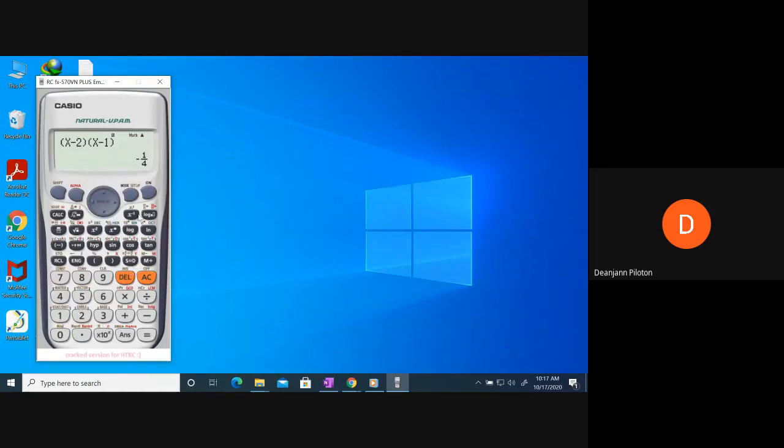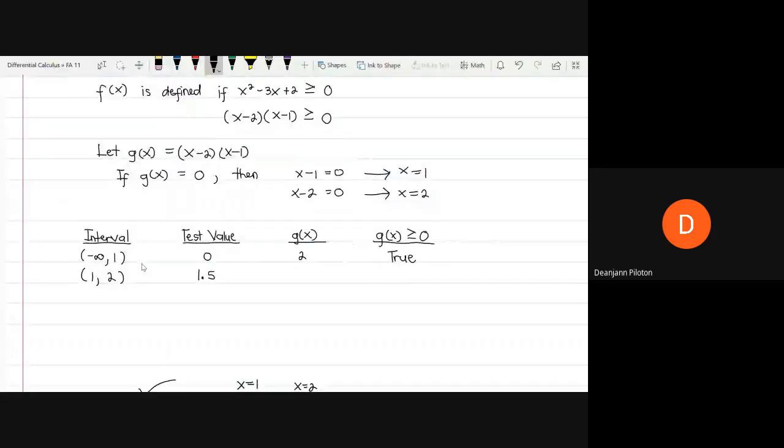So, the answer is negative 1/4. Kung gusto nimo siya i-decimal, pwede nimo i-click ang SD taas sa del button para makita nimo ang equivalent decimal form. Okay, so, we have negative 1/4 na answer. So, ibutang nato diri ang negative 1/4.